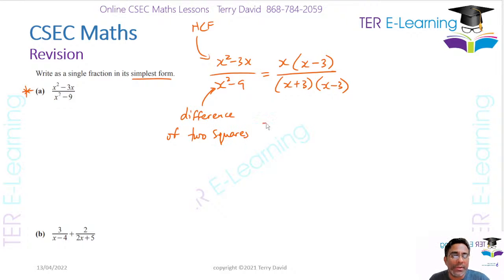Now, if you realize something here, this x minus 3 and this x minus 3 can cancel, and you will end up with x over x minus 3. So that's my answer here. We are simplifying this, and that's it. It's simply x over x minus 3.